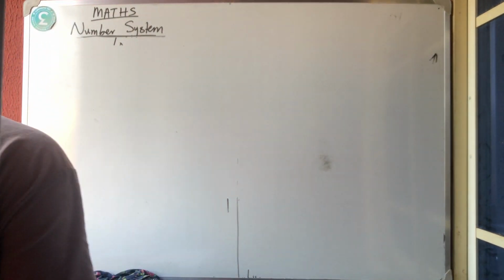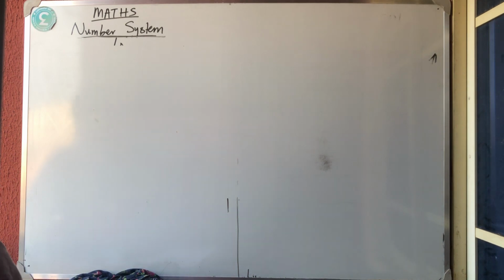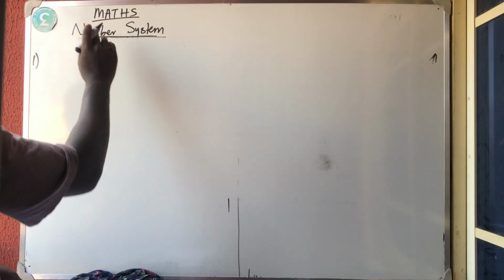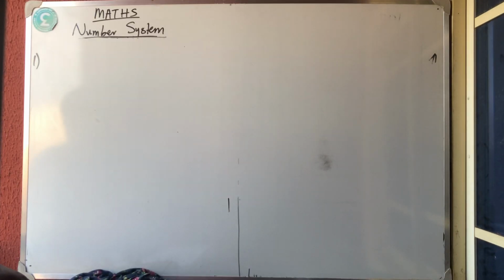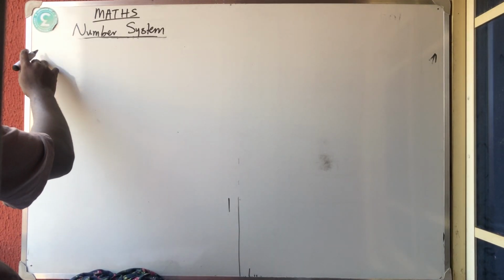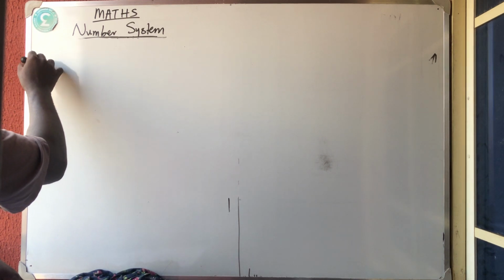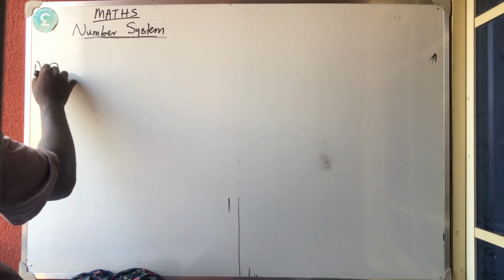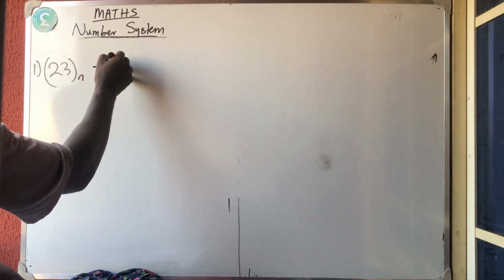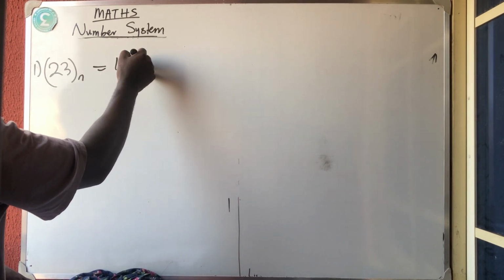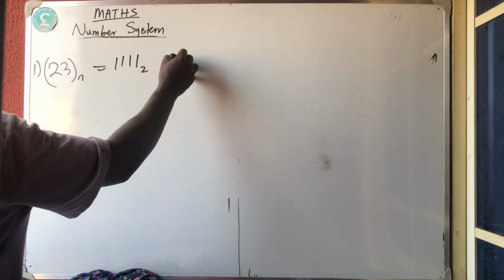So let's take some small questions. Number 1 question we are going to look at, miscellaneous question, that is equation, number bases in equation form. Number 1 said 23 base n is equal to 1111 base 2. Find n.